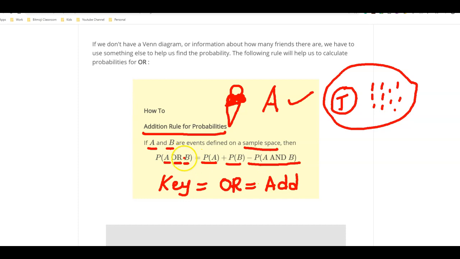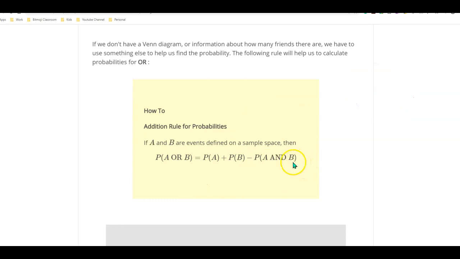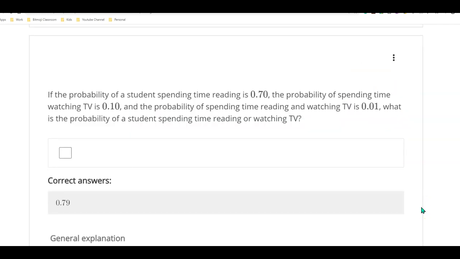So probability of A or B is simply probability of A plus probability of B minus probability of A and B. Now let's go ahead and take a look at examples. This is the first example. If the probability of a student spending time reading is 0.70, which is 70%.